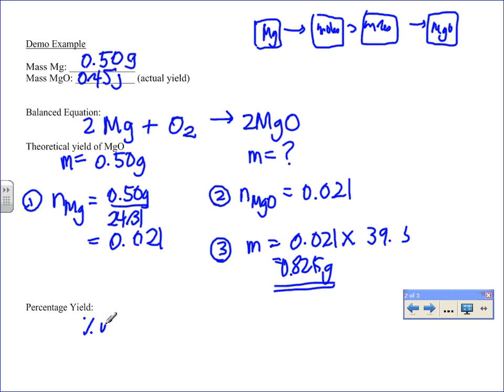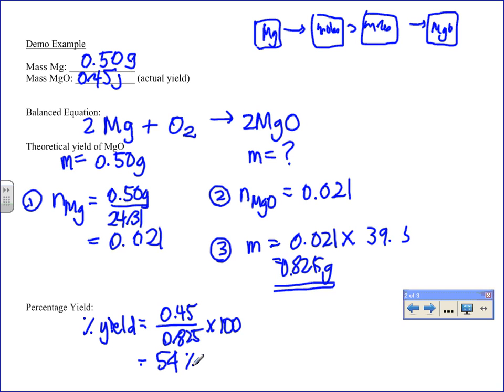We can take this information and find the percentage yield. The percentage yield is the actual yield divided by the theoretical yield times 100. So when I actually did the experiment, I got 0.45 grams. What I should have been able to get was 0.825 grams. So the actual yield divided by the theoretical yield times 100. And the percent yield here is 54%.